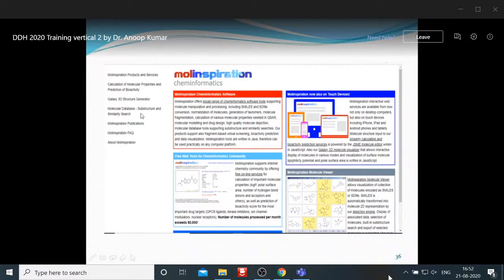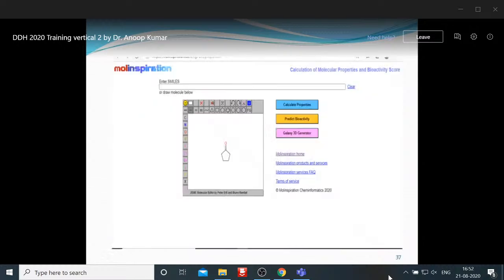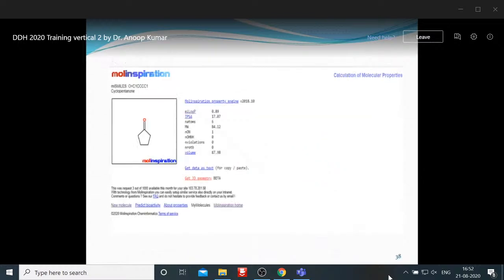On these sites you will get the Galaxy 3D generator, calculation of molecular properties, and prediction of bioactivities. Again you have to draw the structure of the molecule. As I told in my earlier slides, in computational studies you only need the structures of the molecules or targets. What are your targets? The remaining things the databases will do, whether it's soluble or not soluble, whether it is going to be absorbed or not. You just have to calculate the properties. You can predict bioactivities also. You will get a little bit of an idea.